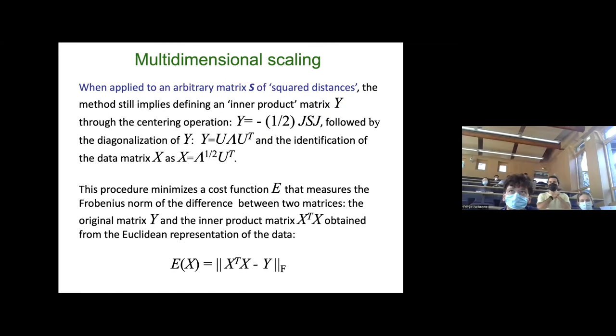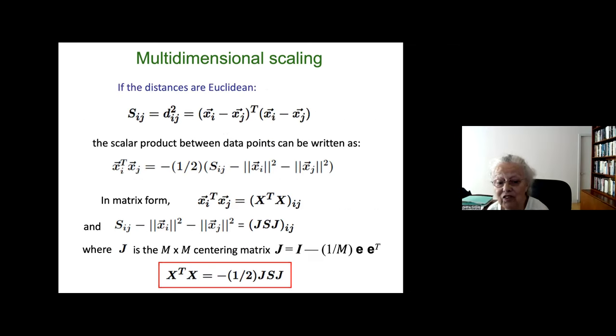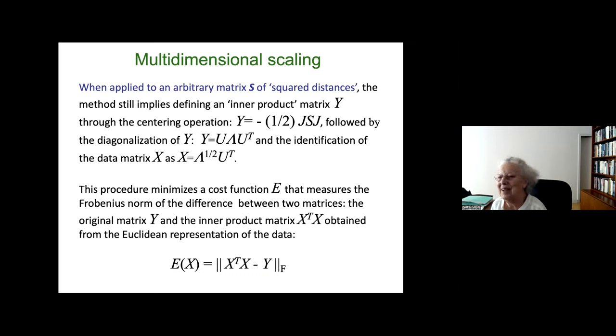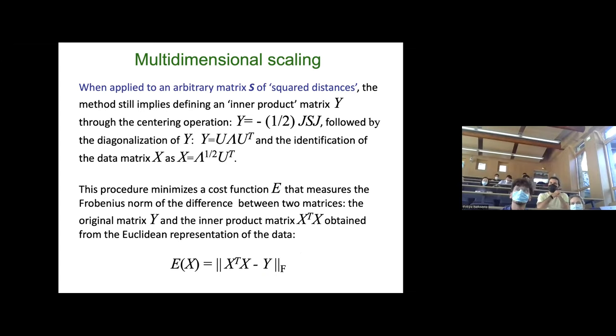Sara, could you repeat what is J in the non-Euclidean case? J is always the same. You take J to be the identity minus this, it's called a centering matrix. And in the Euclidean case, what J does is precisely subtract the norms. But in the non-Euclidean case, it's just a transformation of the matrix of distances, which would have subtracted the norms in the Euclidean case. But you can still show that this particular operation is going to be optimal in the Frobenius sense. Okay, I see now. Okay.